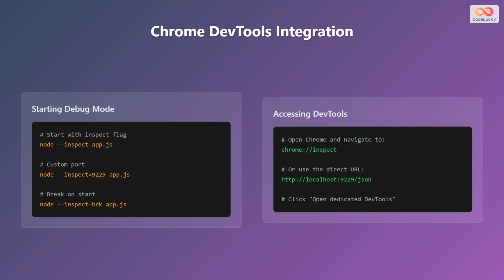On the right, we will explain how to access DevTools. Open Chrome and navigate to chrome://inspect. Alternatively, you can use the direct URL http://localhost:9229/json. Then, click on Open Dedicated DevTools for Node.